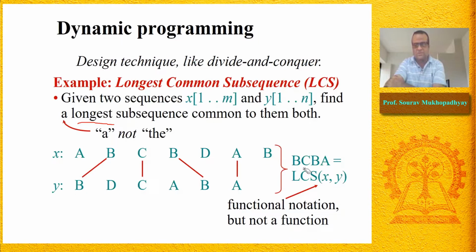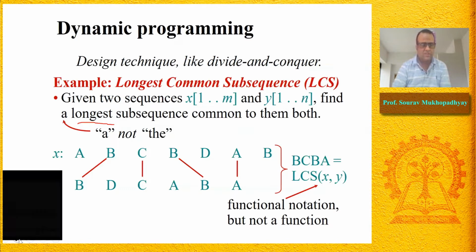We can take a subsequence like BCBA. So this is a subsequence of x, and also this is a subsequence of y. So BCBA is a common subsequence of both the given sequences x and y. So is there any other subsequence of length 4? This is of length 4, so we can check that.